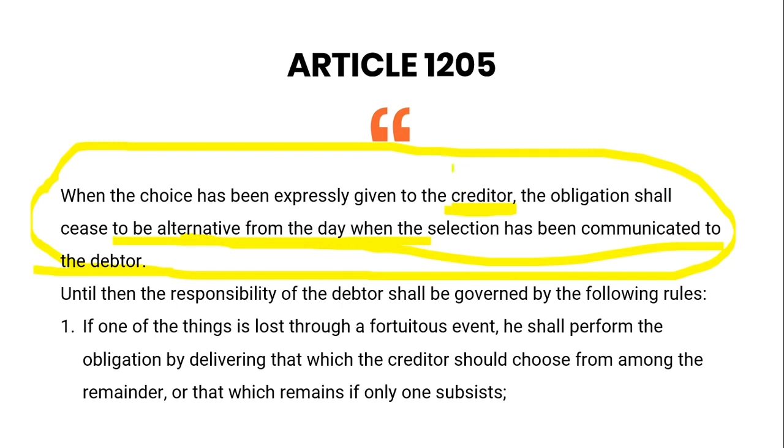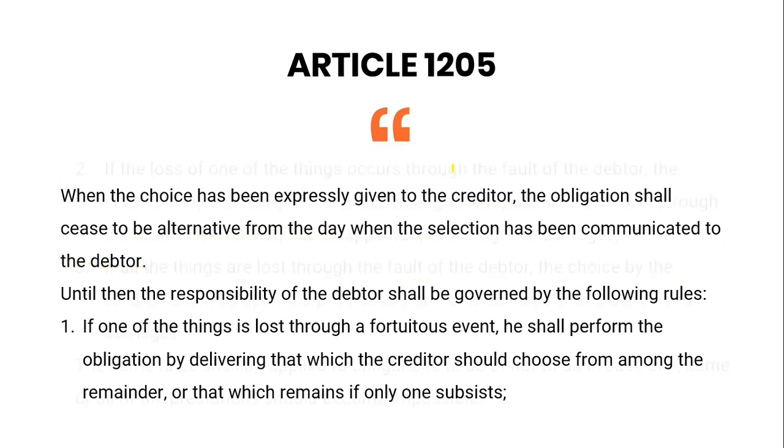Until then, the responsibility of the debtor shall be governed by the following rules. Okay? So, number 1, if one of the things is lost through a fortuitous event, he shall perform the obligation by delivering that which the creditor chooses from among the remainder, or that which remains if only one subsists. Okay? So, very simple lang.